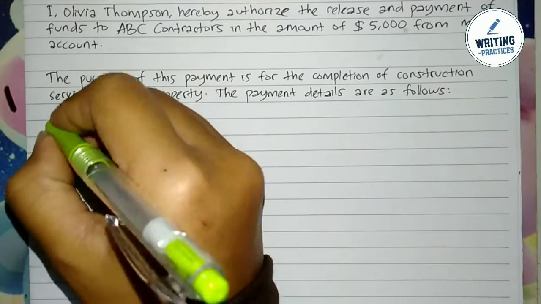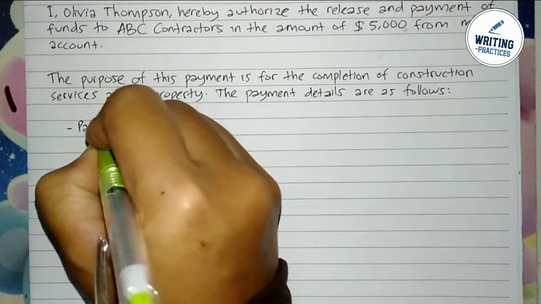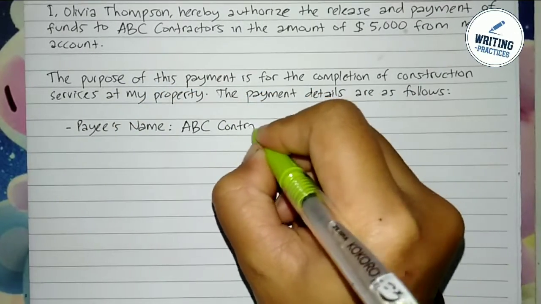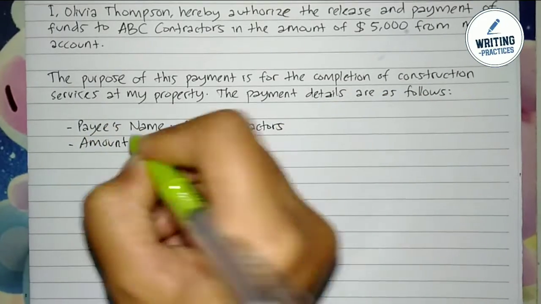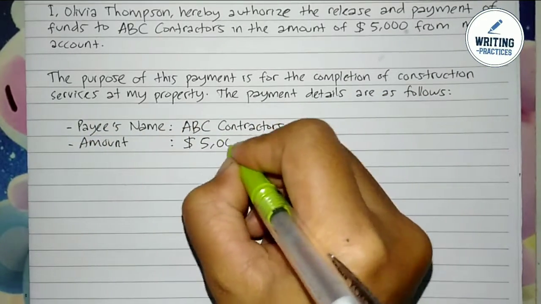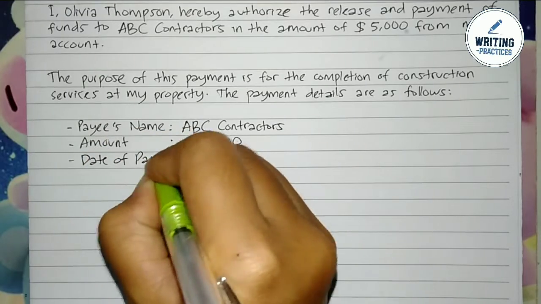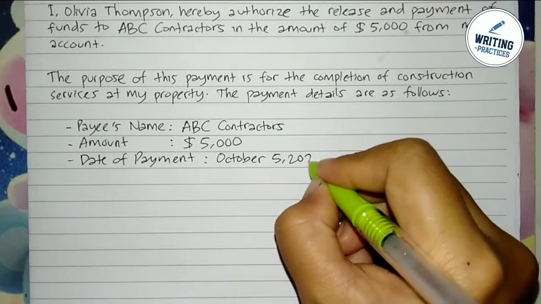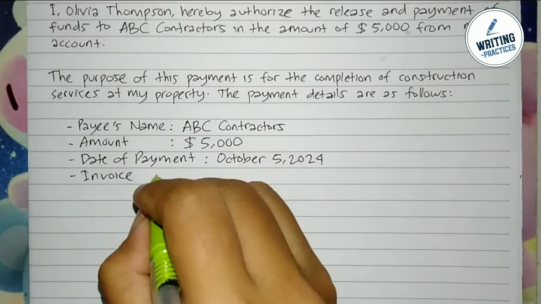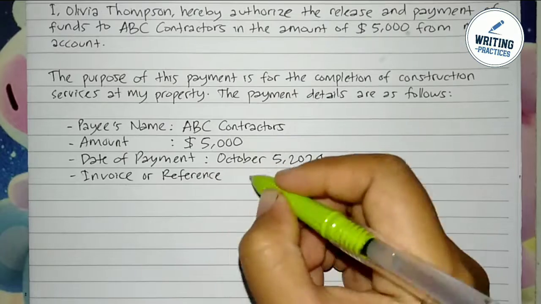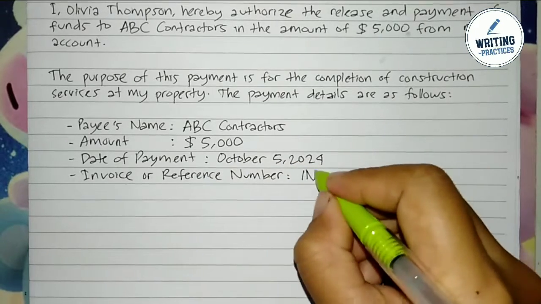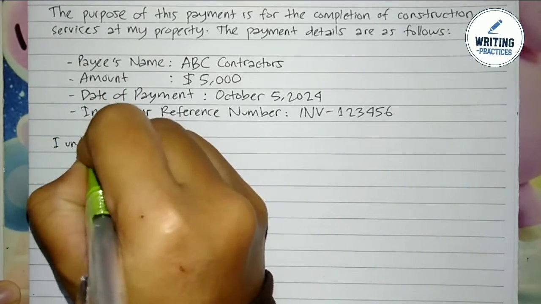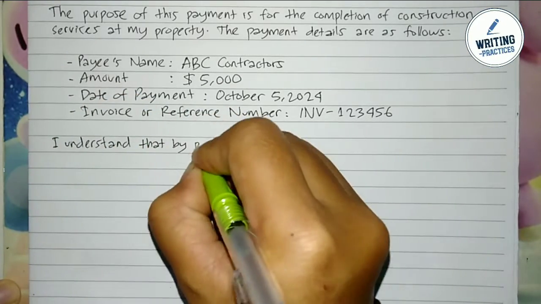And now, you need to write all the detailed payment instructions. They are including the payee's name, amount, payment date, and reference number, ensuring all necessary transaction details are clear. You can make them in bullet points to make them easy to notice and read. Here is the example how you write it. Payee's name, ABC Contractors. Amount, $5,000. Date of payment, October 15, 2024. Invoice or reference number, INV-1234-56.